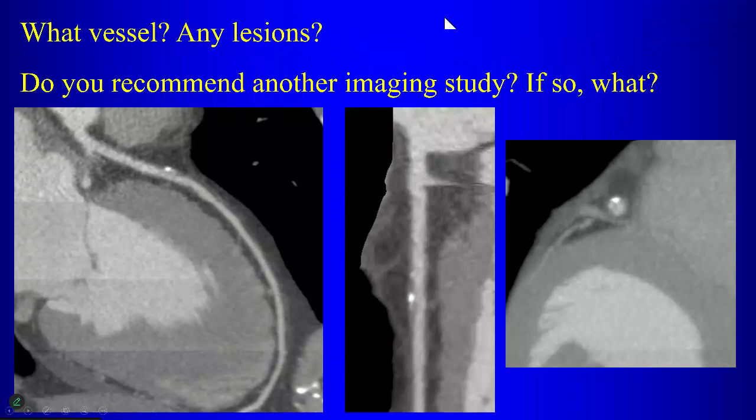So let me start with this question. What vessel are we looking at? Yeah, so you're looking at the LAD. Any lesions? Yeah. Where is it? Yeah, so in the proximal LAD, we have a calcified plaque, okay? So it is causing a little bit of impingement on the lumen. Do you recommend another imaging study? If so, what for this patient? First of all, how much stenosis do we think this plaque is causing? I think it's probably less than 25%, okay?